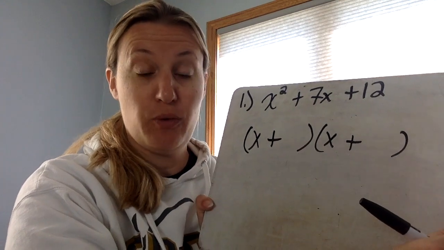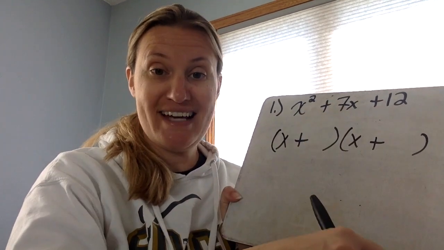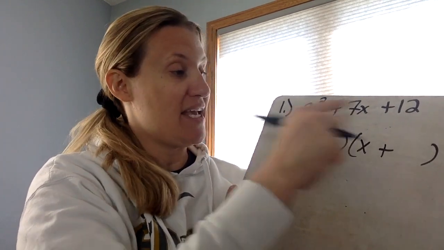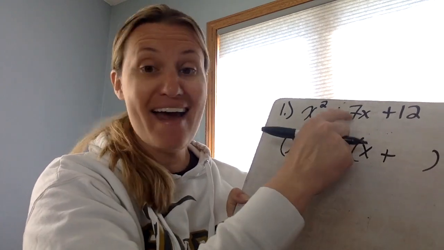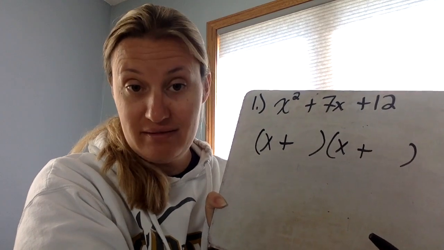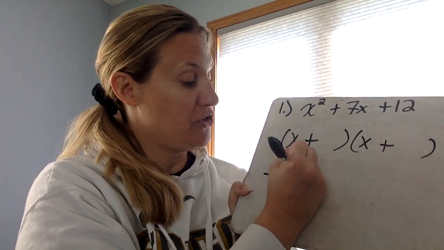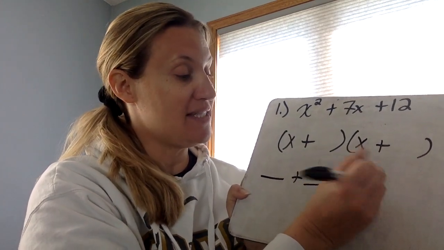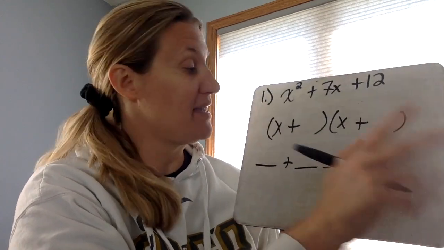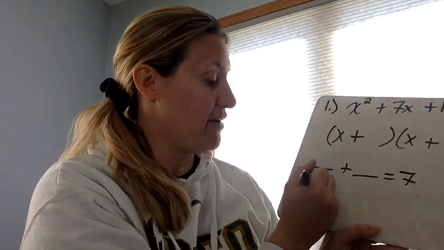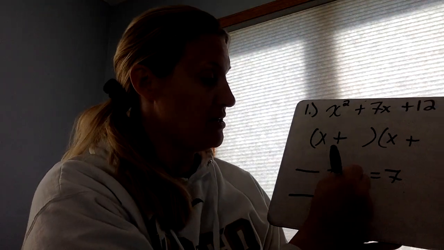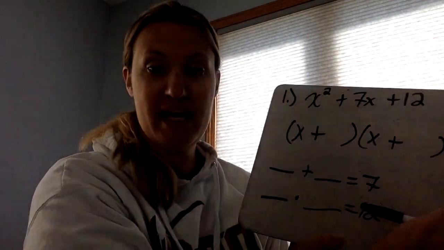So now, if you remember, if I were to FOIL this out, I would be taking x times this number, and then this number times x, and those would add together to give me 7. So I need to come up with 2 numbers that are going to add to give me 7. And then finally, for my last term, I would take that number times that number to get 12. And so those same 2 numbers have to multiply to give me 12.